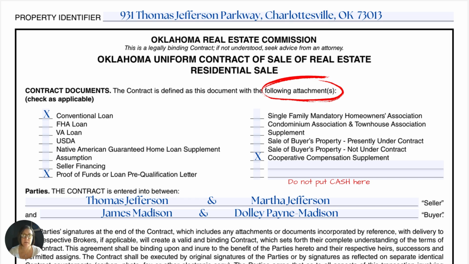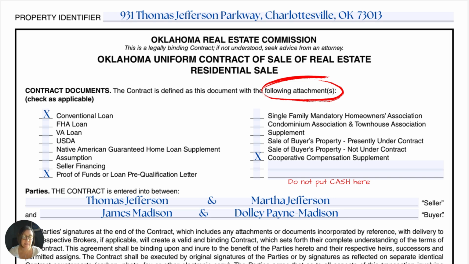So if the buyer's property is already under contract and the contingency is just that it closes, that's one form. If they don't have their property listed yet and it's not under contract, that's a different form. So we need to make sure that you're using the correct form and that you check that those forms are going to be attached to protect the buyer.